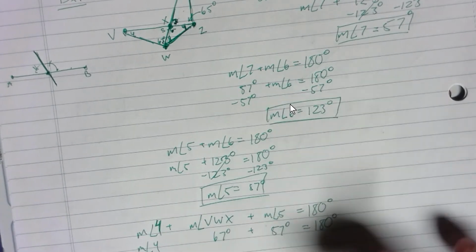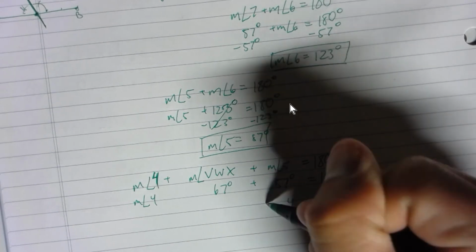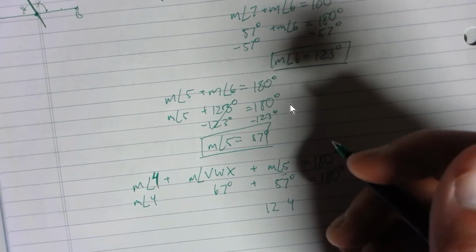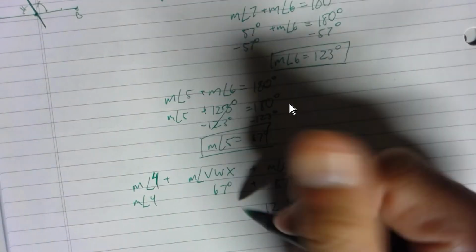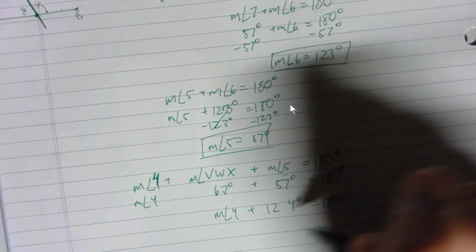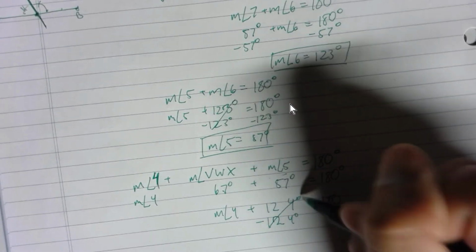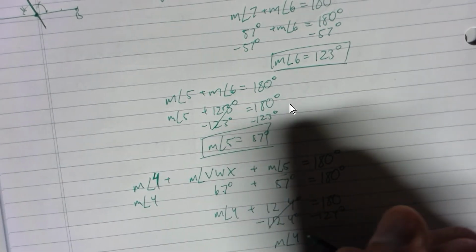Okay, so let's go ahead and do some math here. I believe that is 124 degrees. Is that right? 124. Yep, that's 124 degrees. Add these two. The measure of angle 4 has not been solved yet. So we're going to subtract 124 from both sides. And then you should get the measure of angle 4 is now equal to 56 degrees.